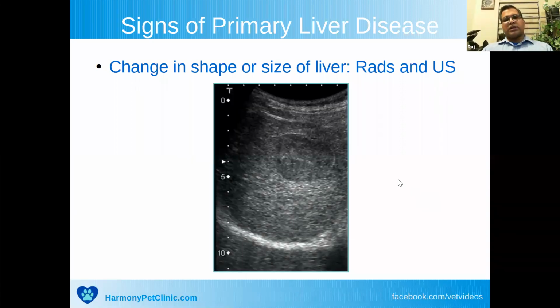Ultrasound, like we talked about, is also very important. So here we see the liver, here's the diaphragm, and ultrasound is very helpful to diagnose masses inside the liver and look into the gallbladder for any stone or sludge in the gallbladder. That's a very important diagnostic tool.